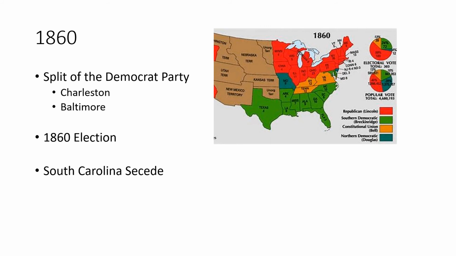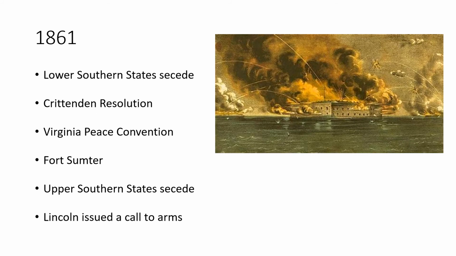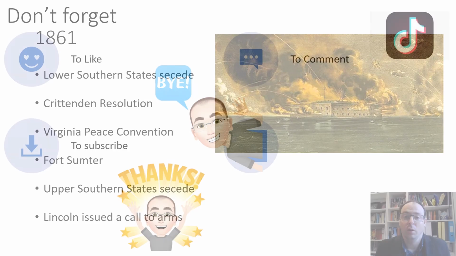You've then got the 1860 election itself, and never forget that South Carolina will secede in 1860 on the 20th of December. In 1861, we've got the lower southern states seceding first. We've got two attempts at compromise, the Crittenden Resolution and the Virginia Peace Convention. Both will fail. We then get Fort Sumter, and then the upper southern states secede after that point, and the first year of the course, and this video, ends with Lincoln issuing a call to arms.